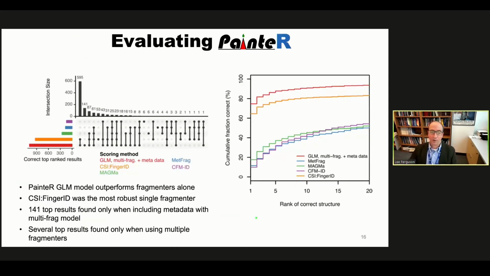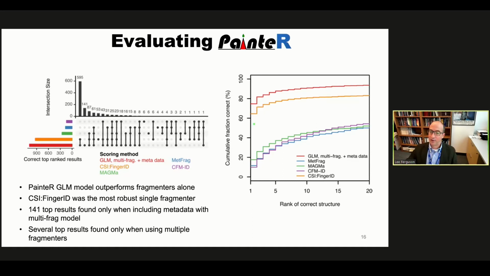We can evaluate these data compared to individual fragmenters. This is a step plot on the right here showing cumulative fraction correct in a test set of about 1,500 structures and spectra that we know the answer to. In this case, you can compare the cumulative percent correct for our model in red versus all four of the individual fragmentation algorithms, MetFrag, MAGMA, CFM-ID, and CSI:FingerID.